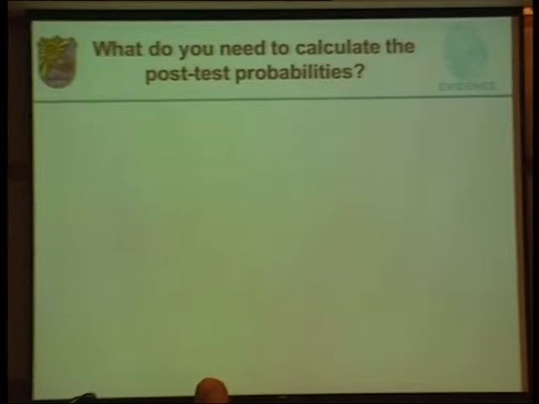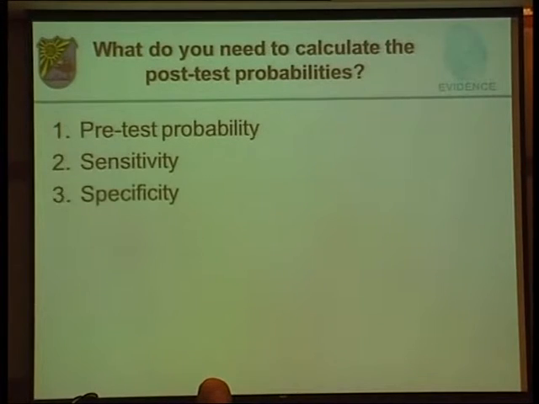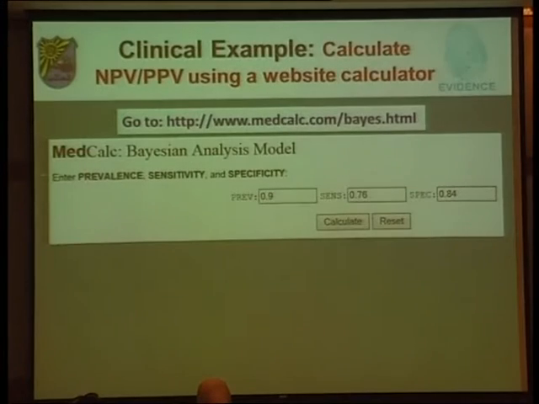So we've got our pretest probability, but what do you need in order to calculate the post-test probabilities? Well, you need 3 things. One is the pretest probability, another is the sensitivity, another is the specificity. Okay? Now, there are ways you can just do a 2x2 table, and if you have those 3 numbers, you can fill the 2x2 table out and get the post-test probabilities.